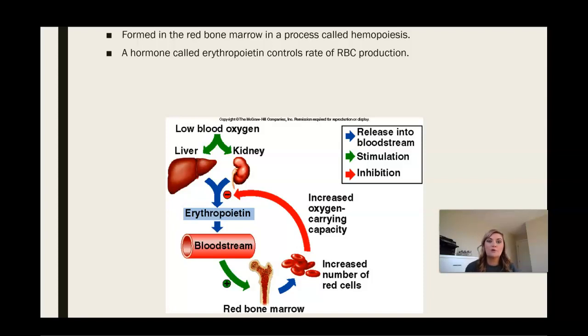A hormone called erythropoietin is going to control the rate of red blood cell production. It also will help control the rate of all the other things that we just mentioned. Now, lots of times this is going to be abbreviated with EPO. So if you see EPO, that's the erythropoietin, and that's what it's talking about.